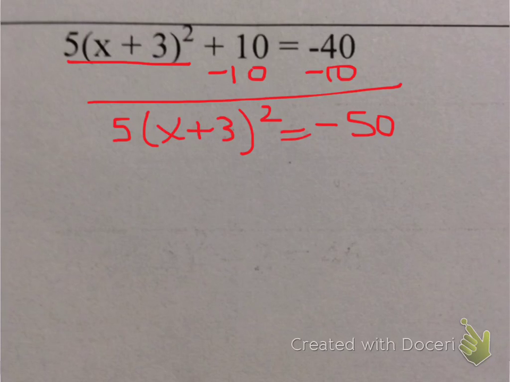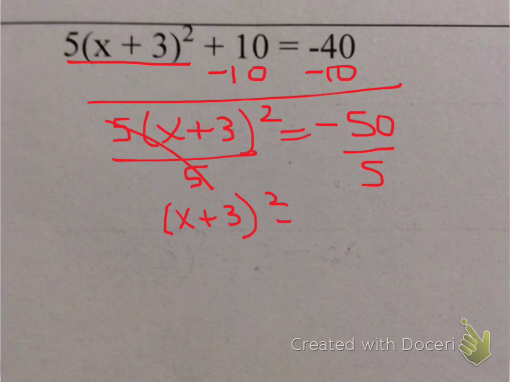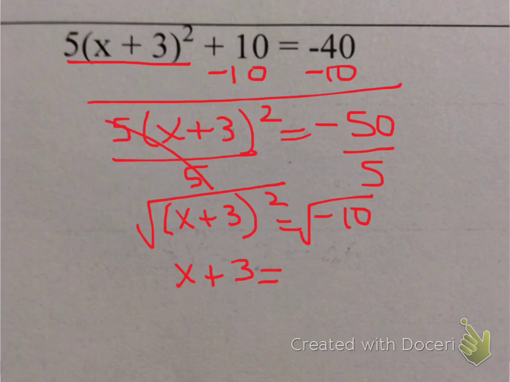My next job is to get that 5 off the front of the parentheses, so I'm going to divide both sides by 5. Cancels over here, and I'm left with x plus 3 squared equals negative 10. I'm going to square root both sides now to get rid of the squared on the x plus 3. And it cancels to x plus 3 on this side. On this other side, the square root of 10 does not come out of the radical, but I do have to take out that i, so I'm just going to throw it back outside of my radical.